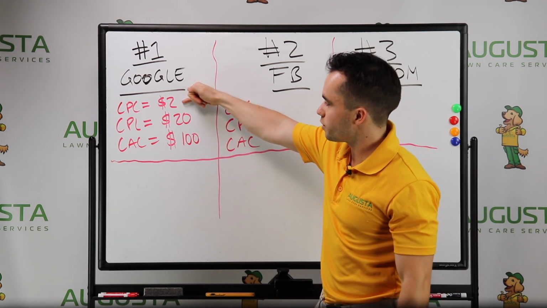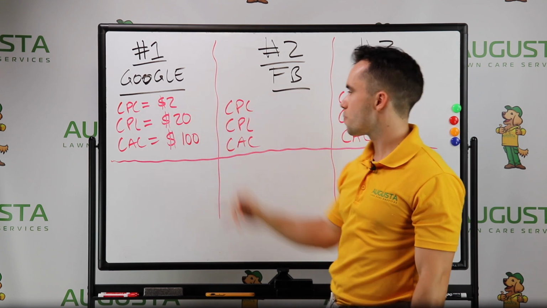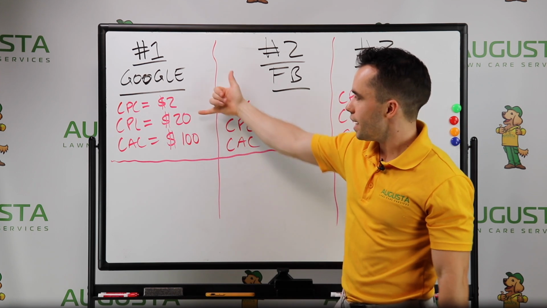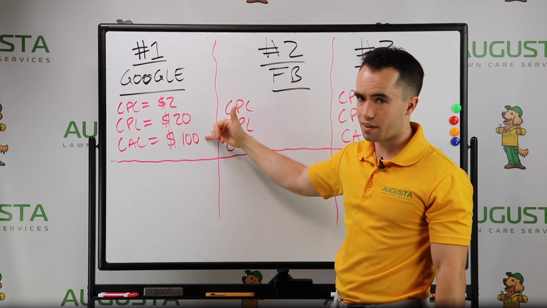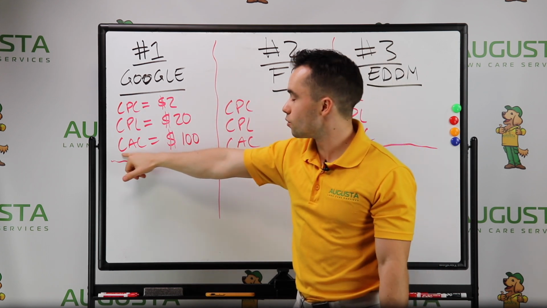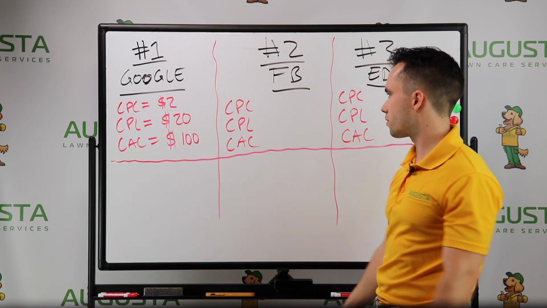Now, in this case, I'm assuming 1 out of 10 converted into leads. Then, out of the people who became leads, how many actually became paying customers? In this case, I'm assuming 1 out of 5. That'd be my close ratio. I'd have a 20% close ratio in this case, and that would assume my customer acquisition cost of $100.